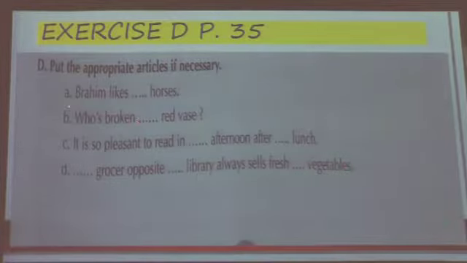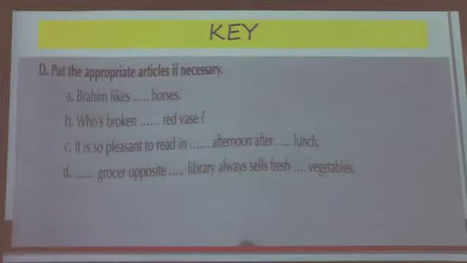Yes, let's start the correction. So for A, we have Brahim likes horses. Yes, he likes horses in general, okay? So in this case, we are not going to use any article at all. So the sign here stands for zero article, which means no article at all. B, whose broken, as I've stated before, red vase, okay? So the vase is known and its color is red. Of course, the, okay?